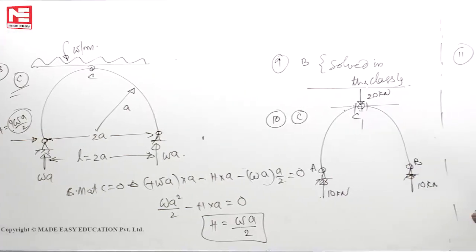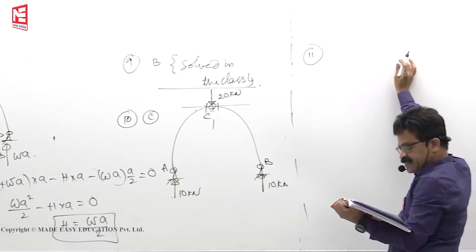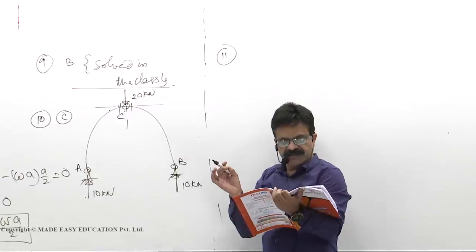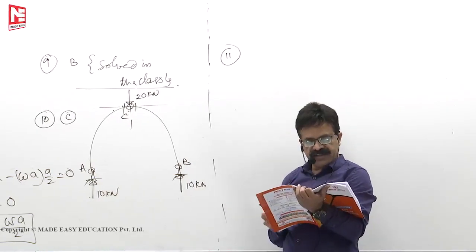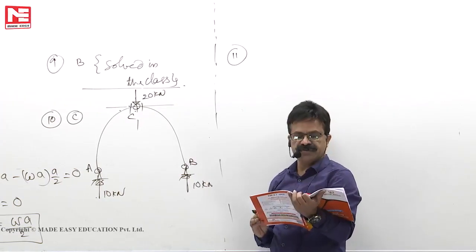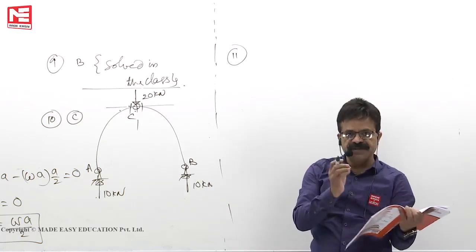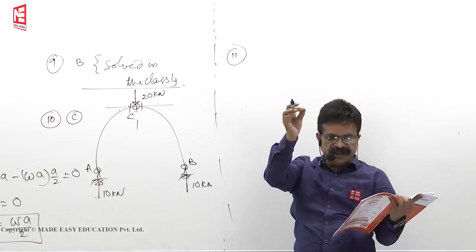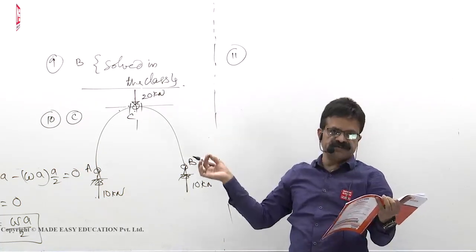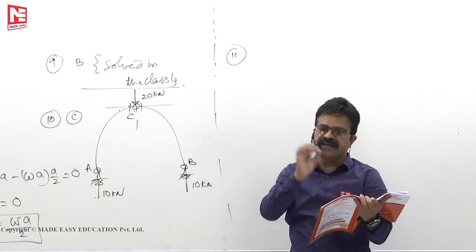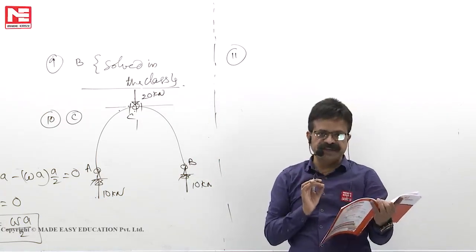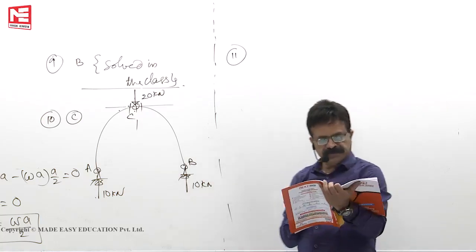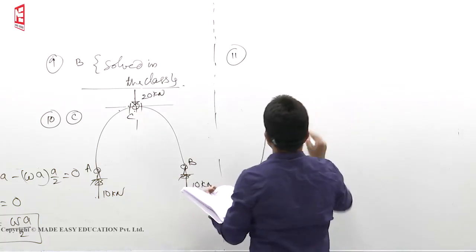The 11th one: the linear arch is the one which represents the center line of the arch, variation of bending moment, thrust line, or variation of shear force. See here, linear arch means that line, the axial thrust line. The bending moment diagram will show that, but not the variation of bending moment. So it is a thrust line. The 11th is C.